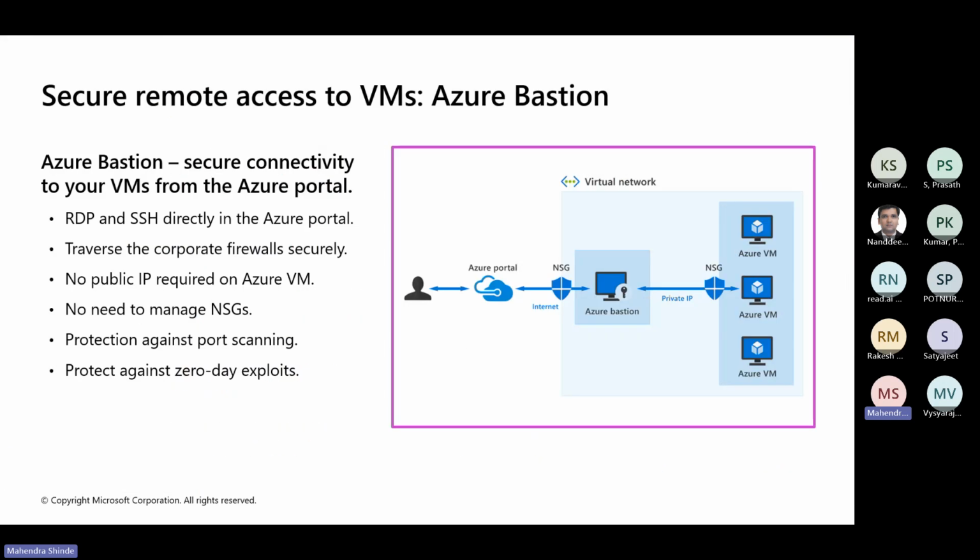Please remember, unlike a typical RDP or SSH access, Bastion is available only to those people who have access to Azure portal, right? So maybe you have to allow that person, maybe invite that person to your Entra ID, okay, and give some basic reader permissions to them. And you can also have Azure RBAC policy to allow Bastion access to individual users.